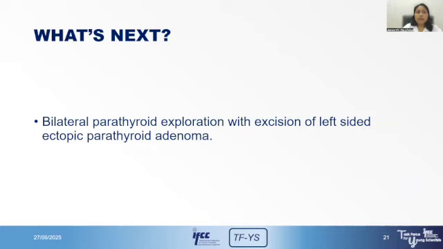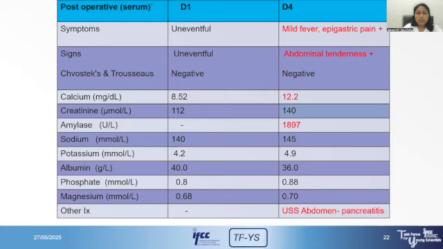Patient had undergone bilateral parathyroid exploration with excision of left-sided ectopic parathyroid adenoma. Following the excision, these are his post-operative findings. On day one, patient was quite okay. The symptoms were uneventful and there were no signs of Chvostek's and Trousseau's signs and biochemistry was stable. But on day 4, he was complaining of epigastric pain and he was found to have mild fever. On examination, there was abdominal tenderness and the Chvostek's and Trousseau's signs were negative.